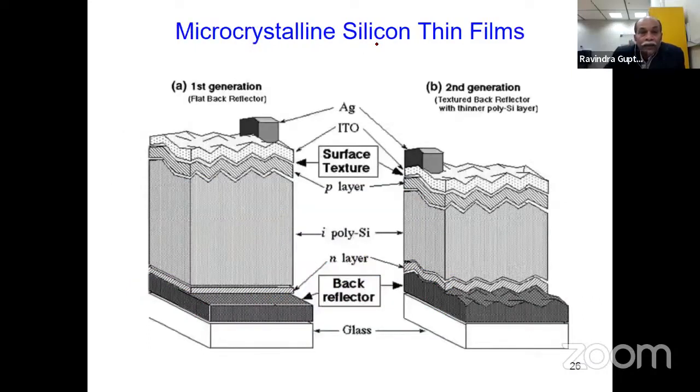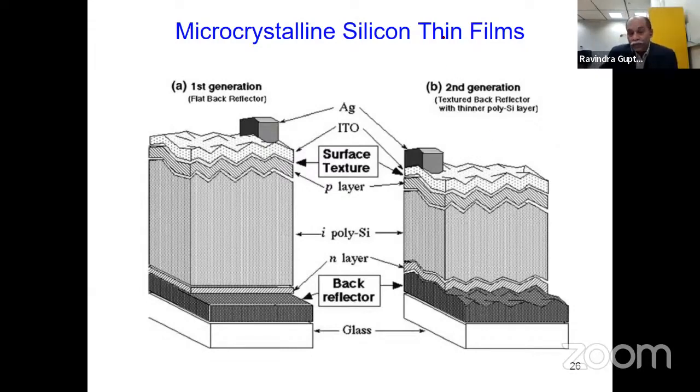silicon-based thin film. And this is the microcrystalline silicon-based thin film. Here, this is the glass. This is the first generation. This is the second generation. Here we are using a polycrystalline silicon layer because it is cheaper, instead of amorphous silicon. You can see the back reflector on the glass. Then we have the N-type layer, the intrinsic polycrystalline material, then the P-type layer. And here we have the surface structure, the inverted pyramid style, which acts as an anti-reflecting coating. Then we have ITO, and then a grid to collect the electrons.